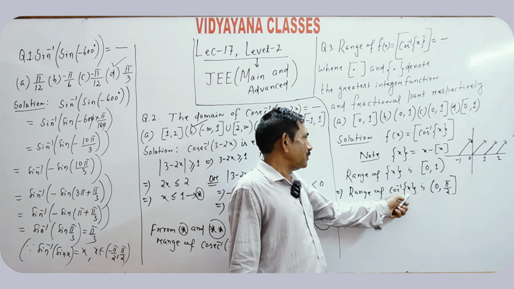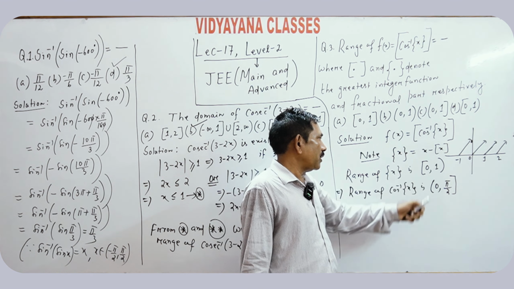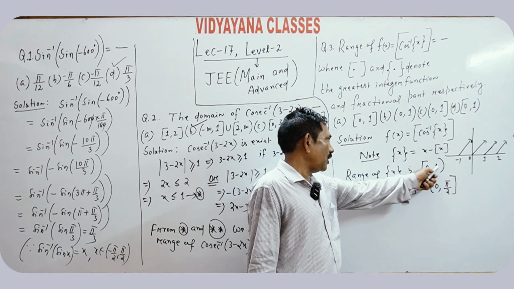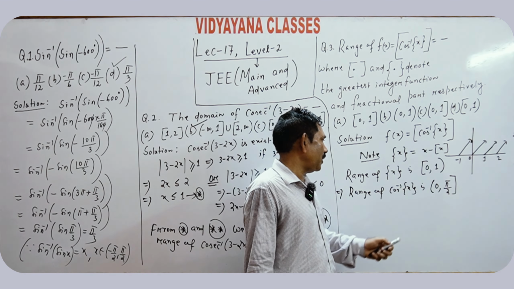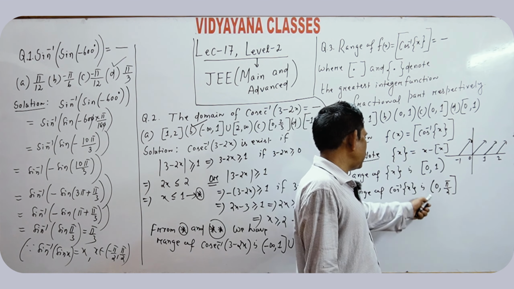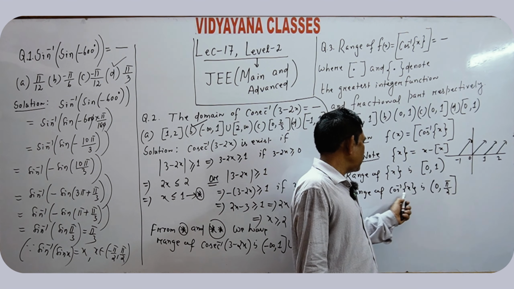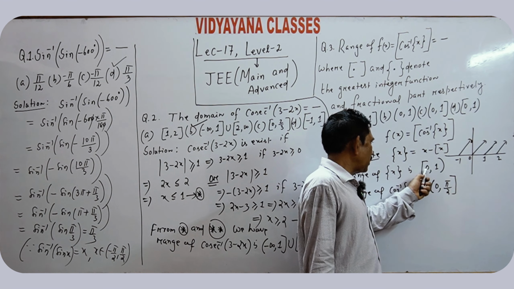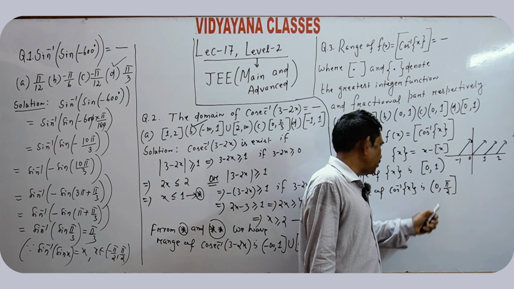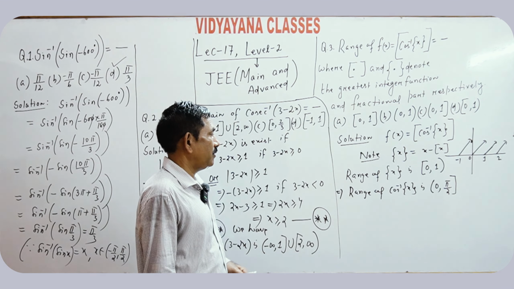The fractional part of x ranges from 0 to 1, closed 0, open 1. So the range of cos inverse of the fractional part of x: cos inverse 1 is 0, and cos inverse 0 is pi by 2. At 0 it is closed, at 1 it is open, so it gives open 0, pi by 2 closed. Clear?